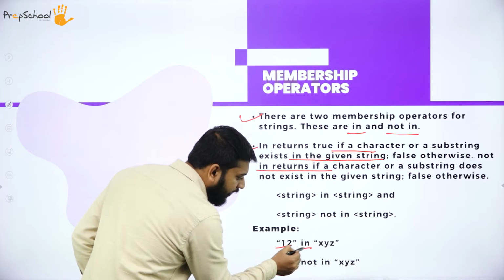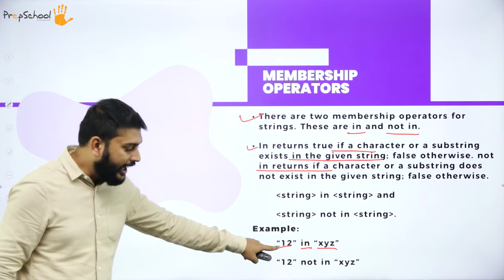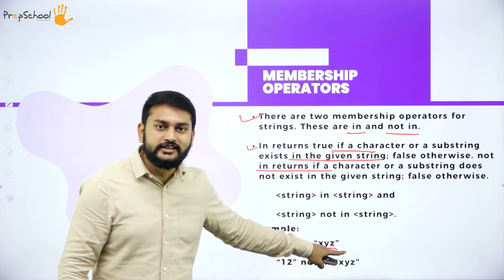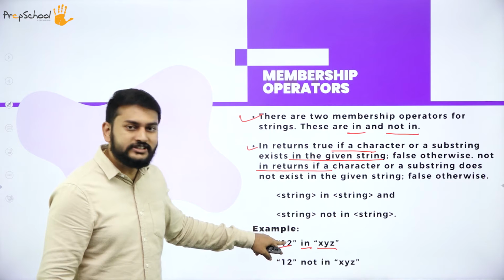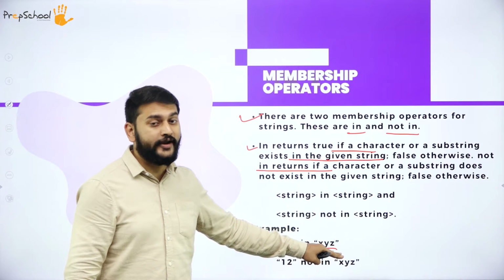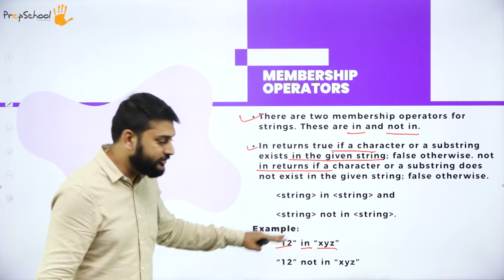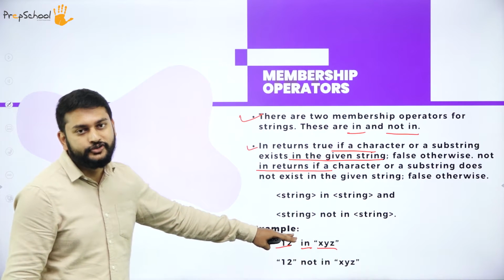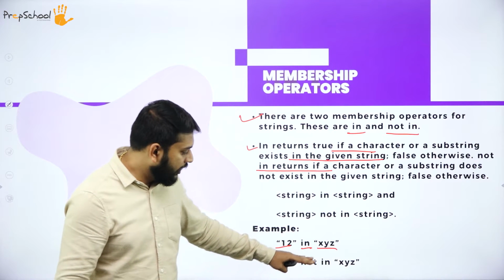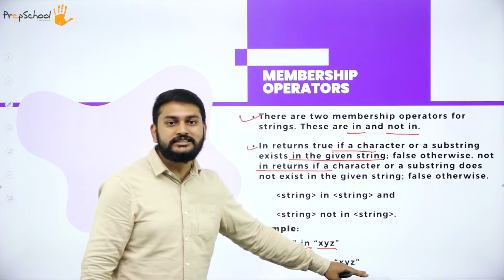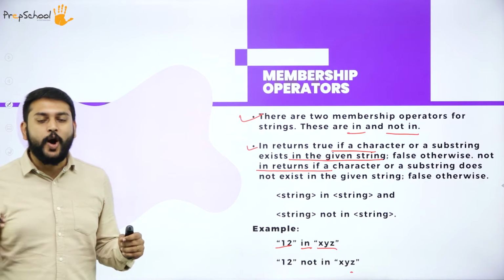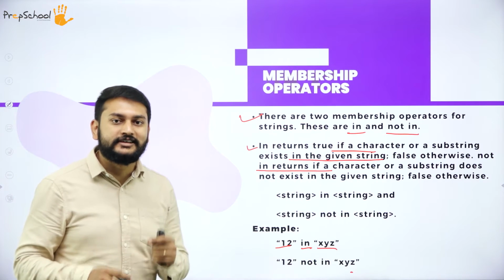12 in XYZ. Do I have this in this? No, it returns false. I don't have this character or substring in this. That's what you have to understand. In the same way, 12 not in XYZ returns true. This is how the membership operator works. So please understand that.